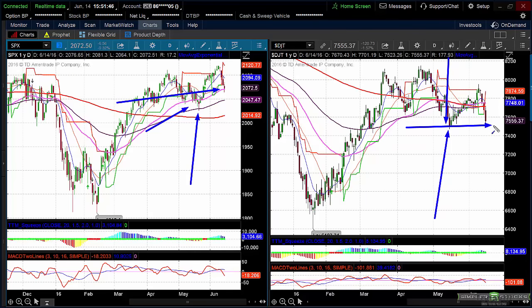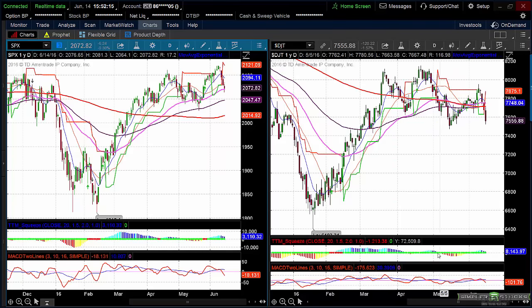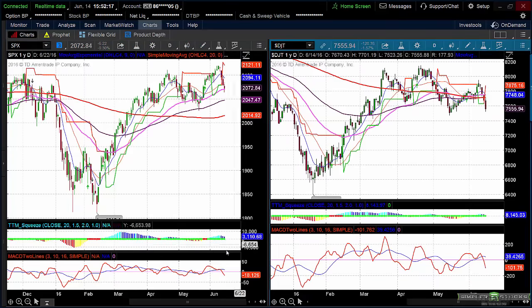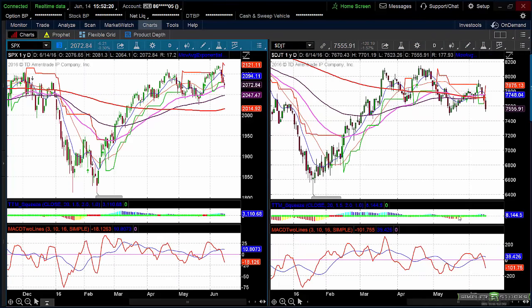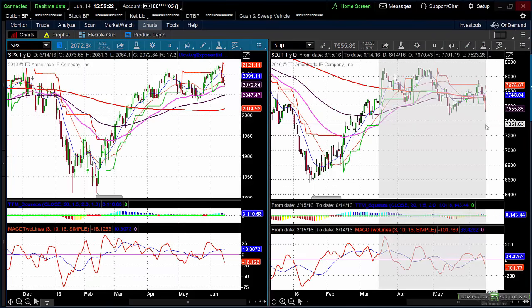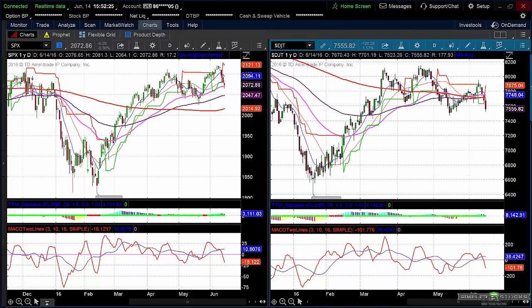So just keep that in mind, the 7,500 on the transports and how important that is. Do I think it's going to break it? I actually can't tell. Now, if you put this on here on an overbought, oversold, the probability is it's not going to break it because it's already oversold. Doesn't have enough ammunition to just blow through it.